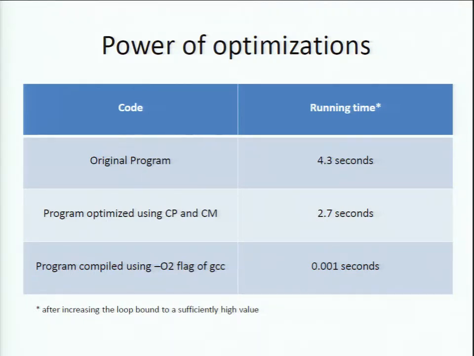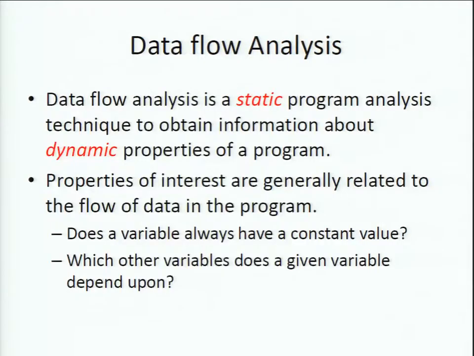Moreover, GCC, the C compiler, also has its own optimization flag, which is -O2. If you compile this program using the -O2 flag, then the running time goes down to 0.001 seconds. So you can see that using optimizations is very useful, and it greatly reduces the execution time of programs. So far I only talked about optimizations, but where does data flow analysis figure into all this?